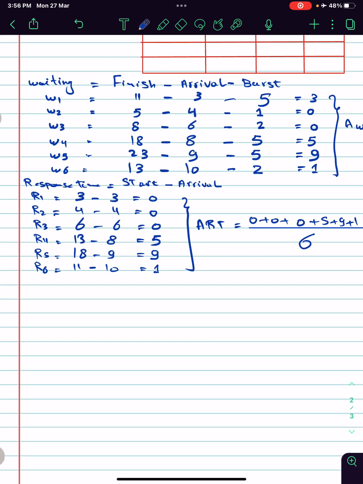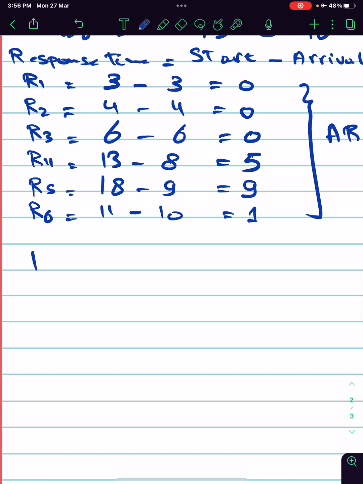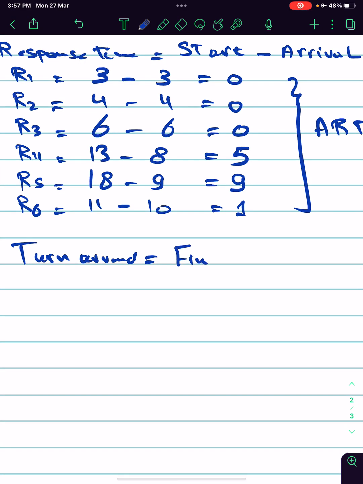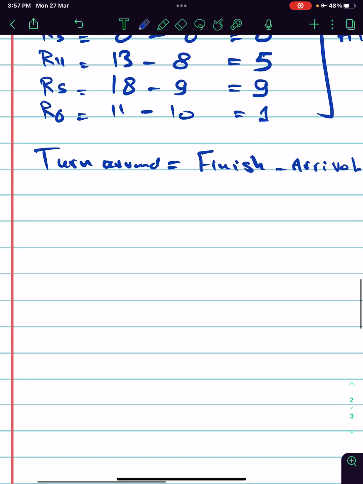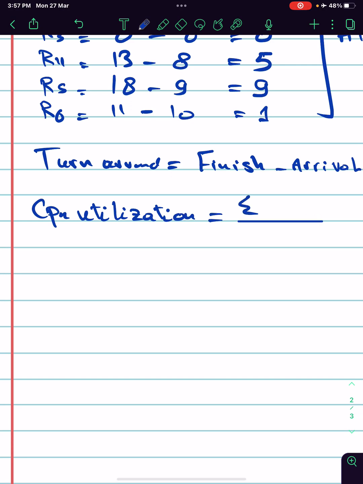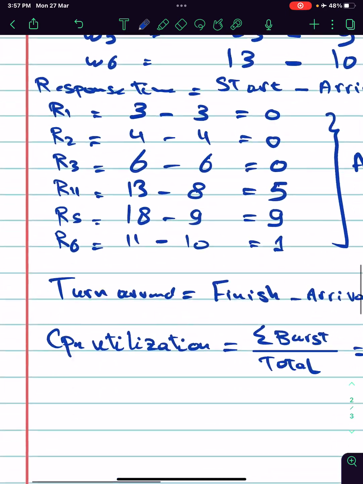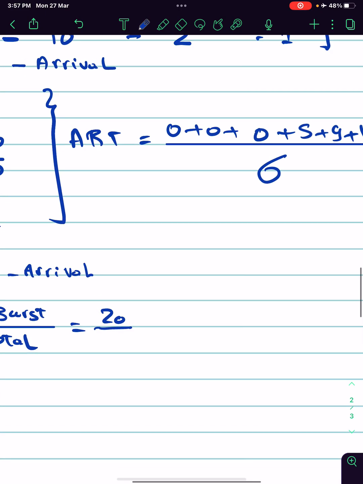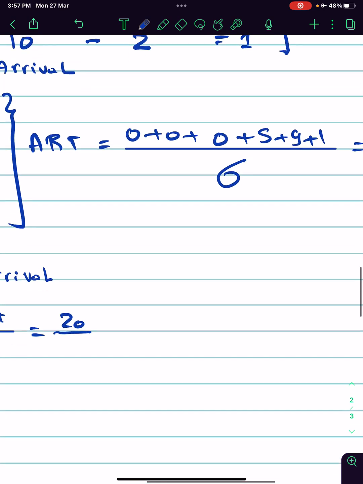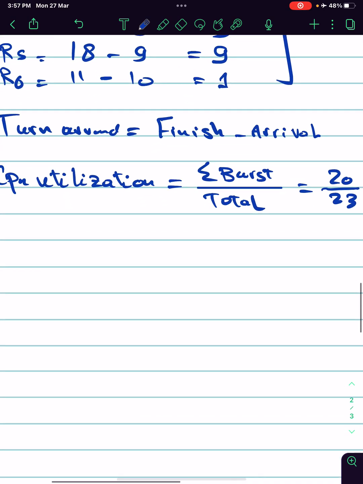The turnaround time, I'm not going to solve it for this one. It's very easy. All you're going to do is the turnaround equals finish minus arrival. You're going to calculate it for every process and then get the average. How about the CPU utilization? That's, as we have agreed, sigma of the burst divided by the total time, which is going to be here 20, as we have calculated it, divided by, we finished at time 23. So that would be the CPU utilization.